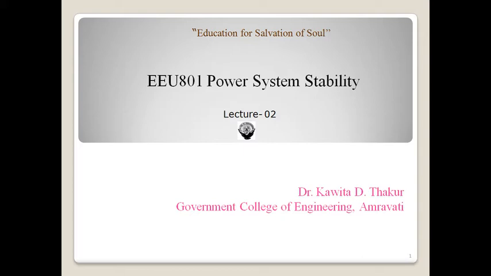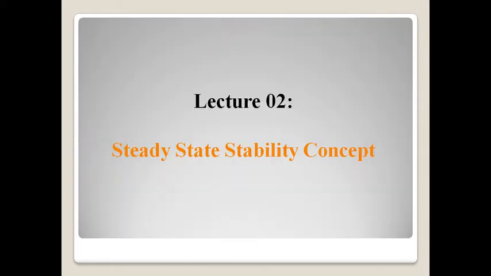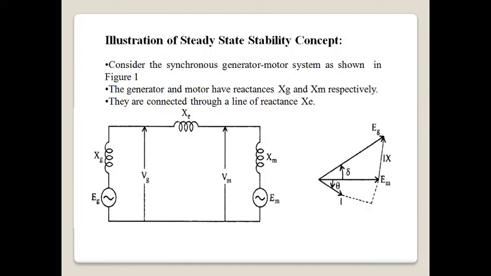In the last lecture we have seen the definitions of power system stability, steady state stability, and transient stability, which are also called small disturbance rotor angle stability and large disturbance rotor angle stability. Now we'll see the steady state stability concept. In this lecture we'll see about the steady state stability concept.